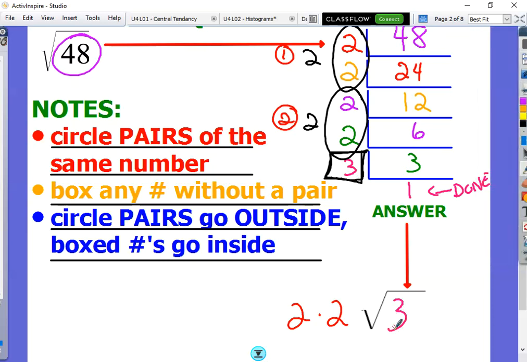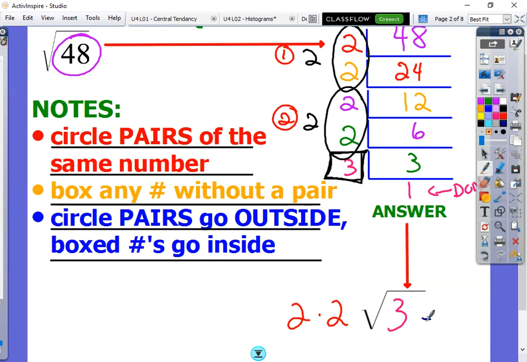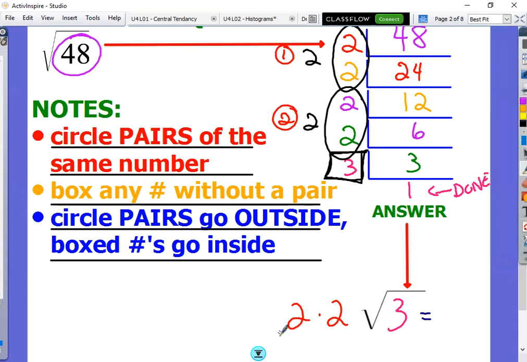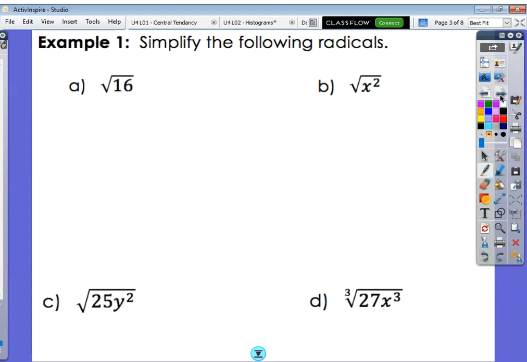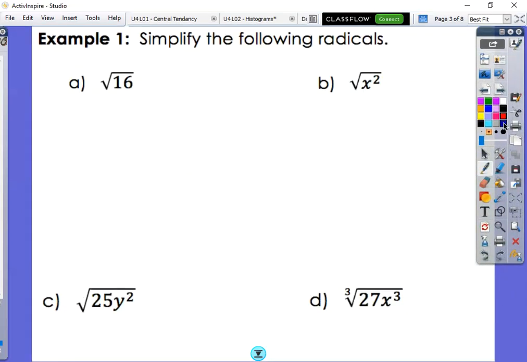So last but not least, let's actually simplify and write our answer. Obviously, we know what 2 times 2 is. 2 times 2 equals 4. So our answer is 4 square root of 3. And that is how you simplify a square root. So let's jump in. I want to practice 1 or 2 more of these. So let's start out with these easy ones.